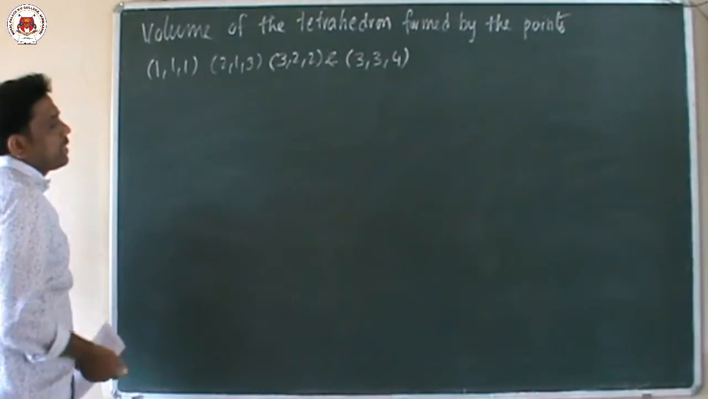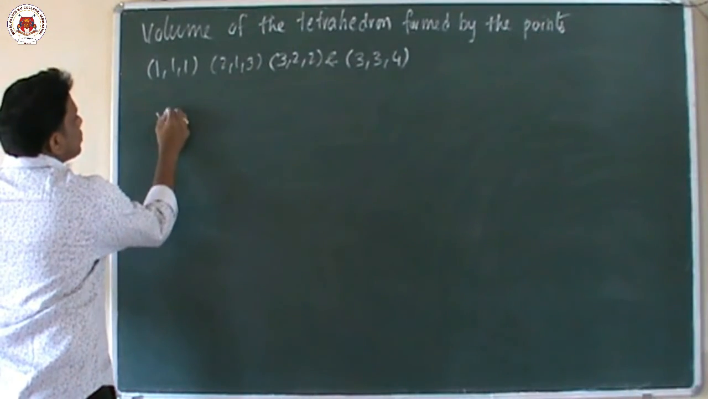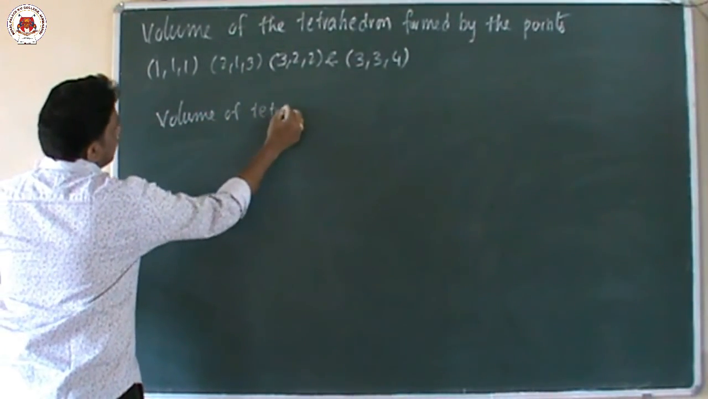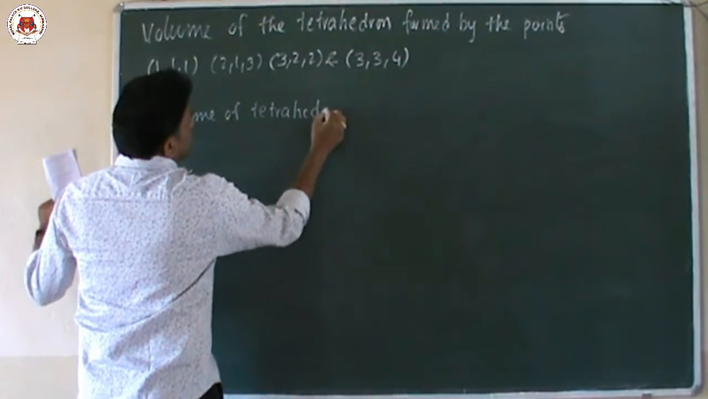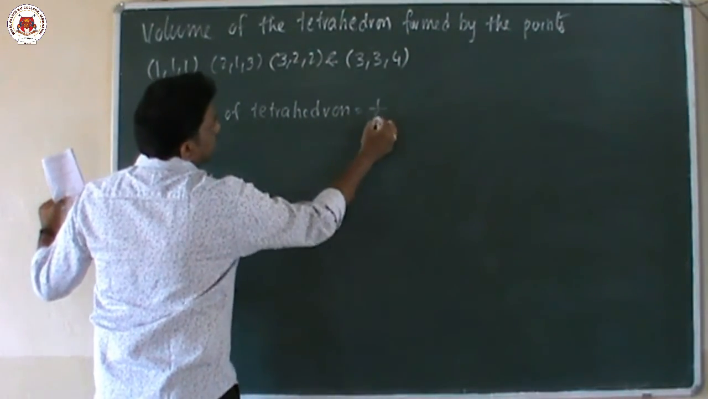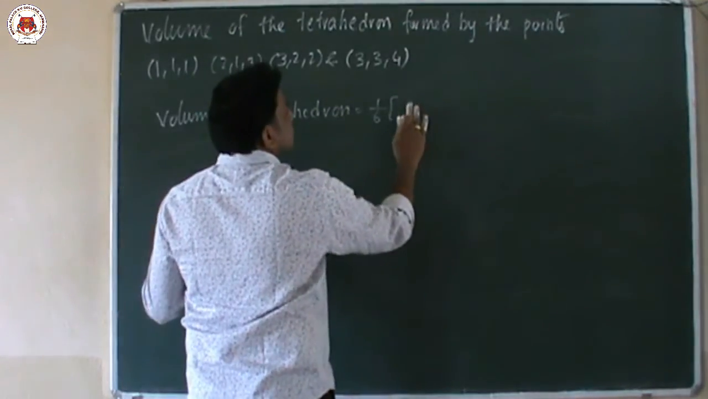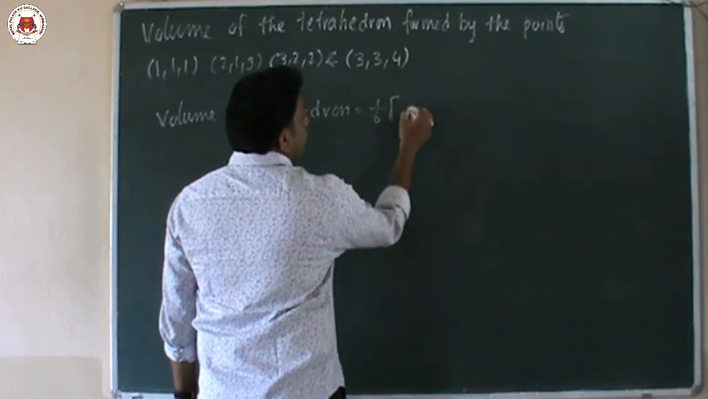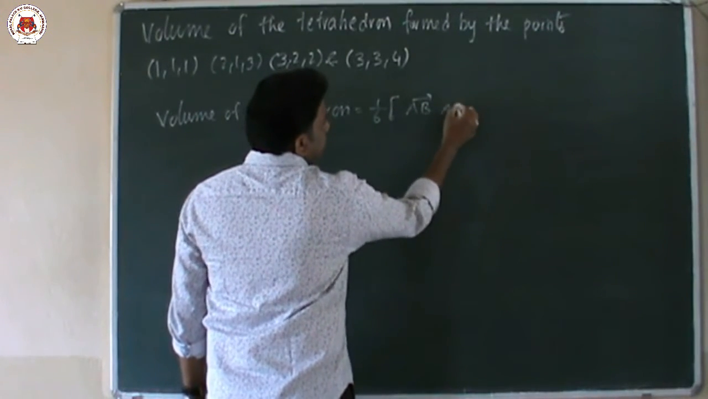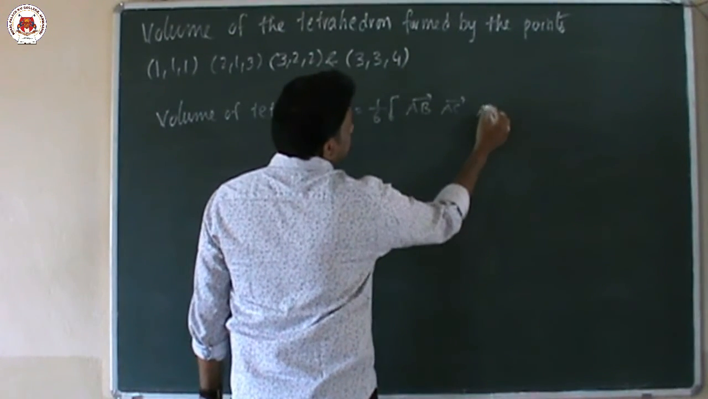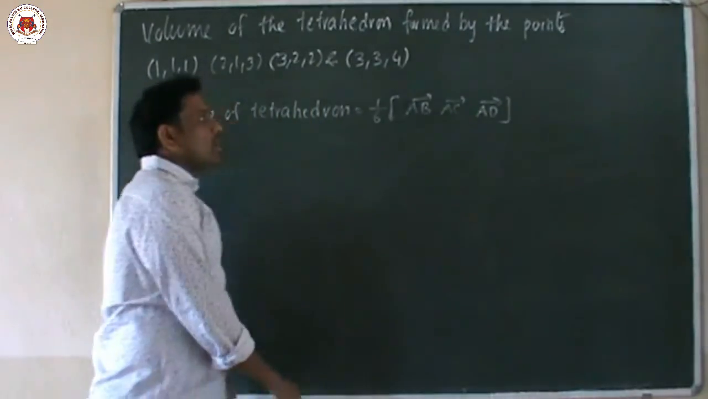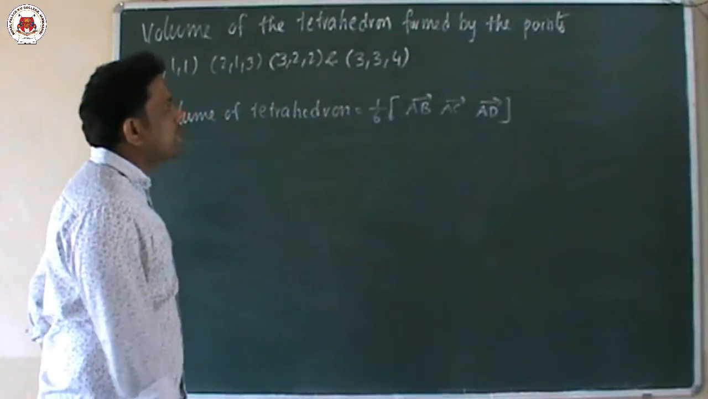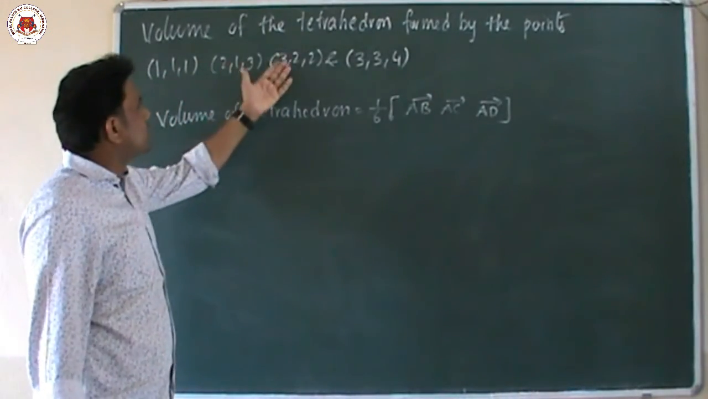So what is the volume of a tetrahedron formula? First, I am going to write the formula. The volume of a tetrahedron is 1 by 6 the scalar triple product. Scalar triple product is nothing but the box. 1 by 6 box of AB vector, AC vector, and AD vector. This is the formula for the volume of a tetrahedron. So it is the A point, B point, C point, D point.